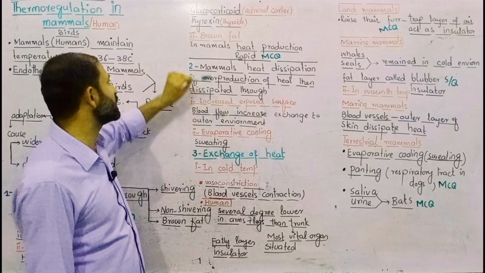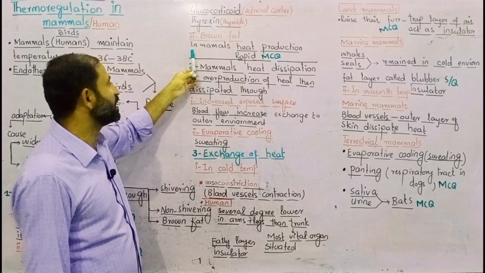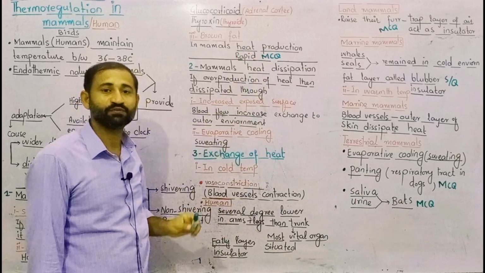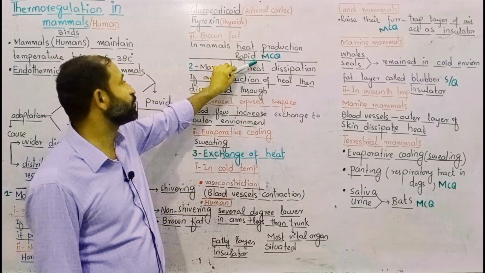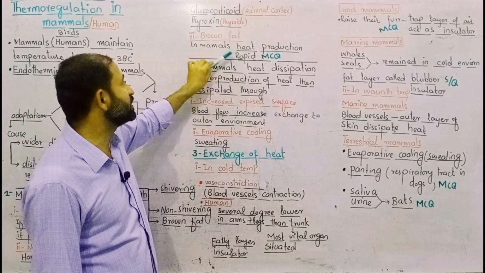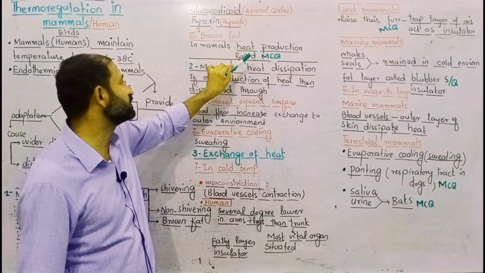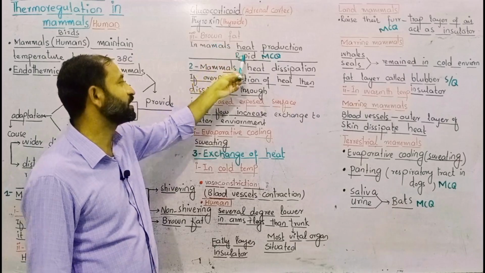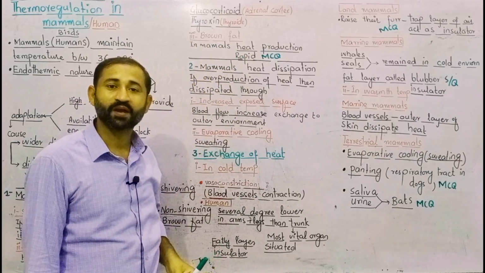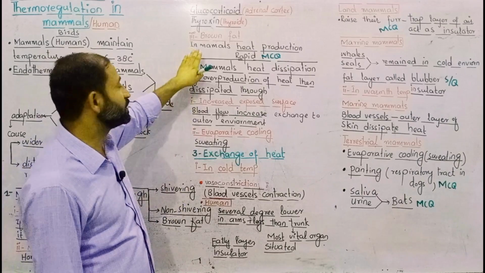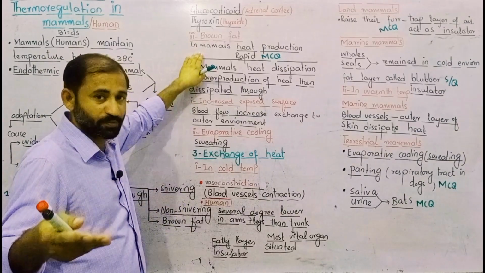Non-shivering thermogenesis is done. Third one is brown fat. In mammals, rapid heat production is carried out through brown fat. This is also an MCQ, so mark this line in your book as an MCQ: brown fat is responsible for heat production in mammals. That one is the heat production.